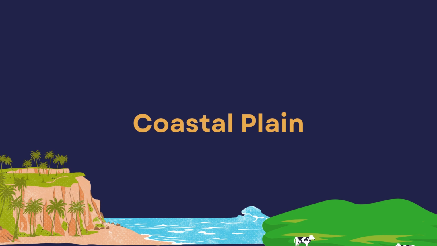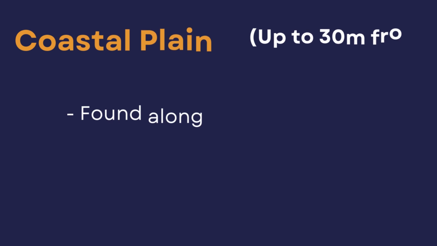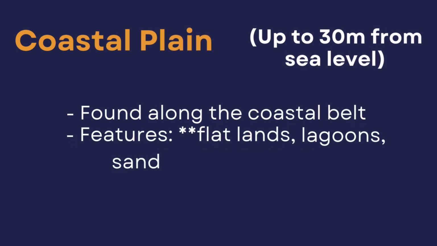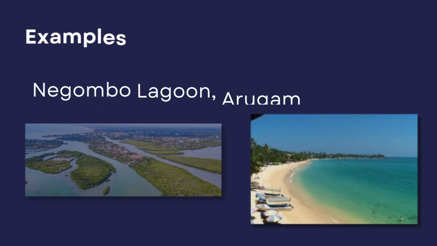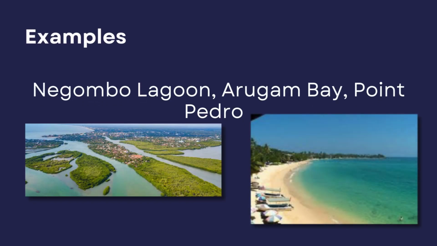Coastal plain, up to 30 meters from sea level, found along the coastal belt. Features: flatlands, lagoons, sand dunes, marshes, bays, and deltas. Examples: Negombo Lagoon, Arugam Bay, Point Pedro.